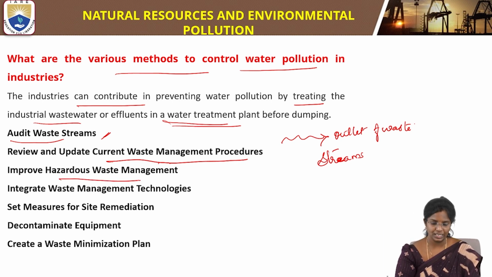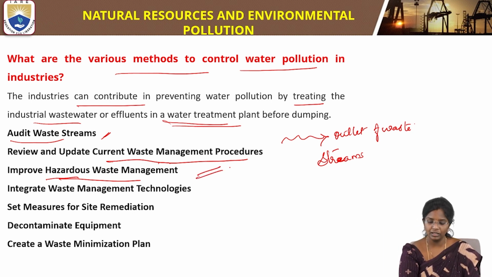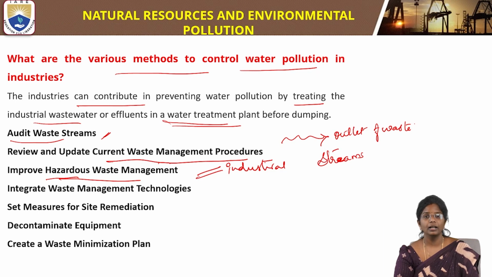Then, improve hazardous waste management. The recycling of hazardous waste before dumping is very important, especially the medical and pharma waste, which is causing a lot of problems to the environment. It is always better to recycle it before it is sent out to the dumping yards. This hazardous waste management covers all industries, like metallurgical industries, biomedical, medical and biological waste, pharma and hospital waste. The management of this waste is also important.